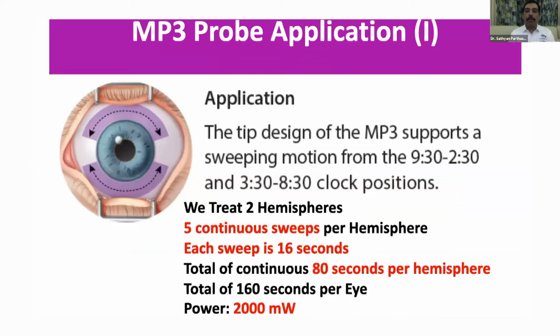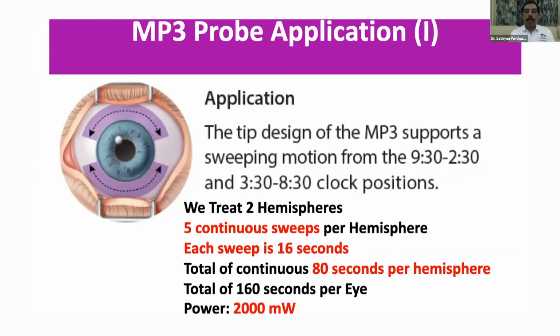You can use the probe in two different ways. This is one way you can apply. You always have to make sure to leave the 3 and 9 o'clock positions where the long ciliary nerves come in. So you can start from 9:30 to 2:30, and then below, 3:30 to 8:30, as shown in the picture.